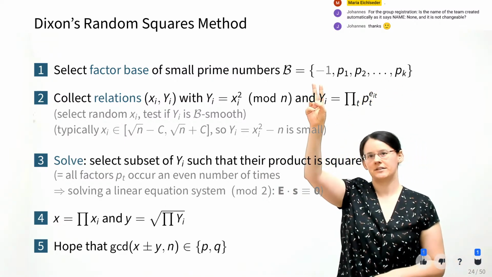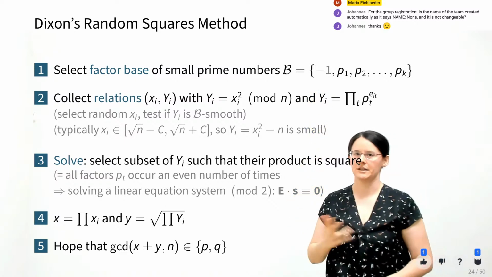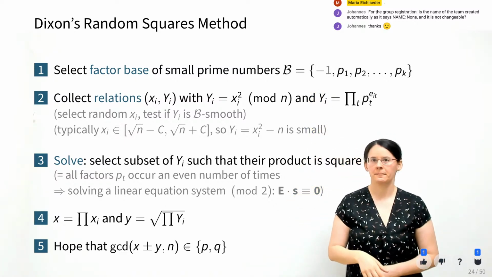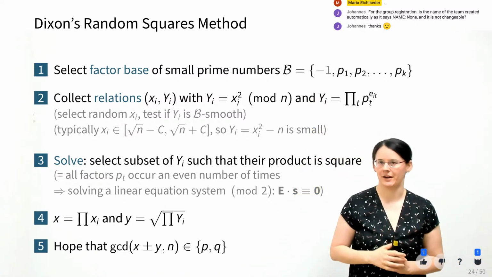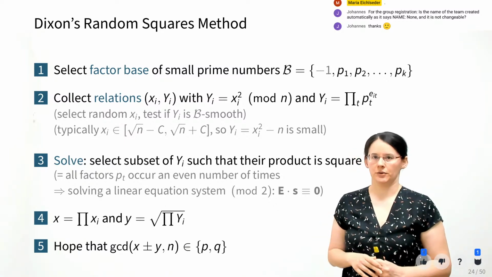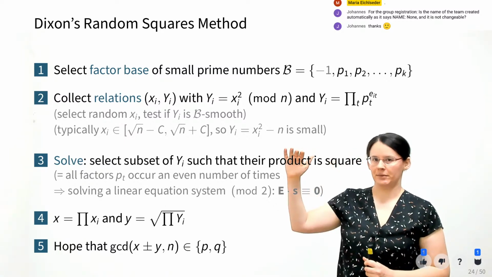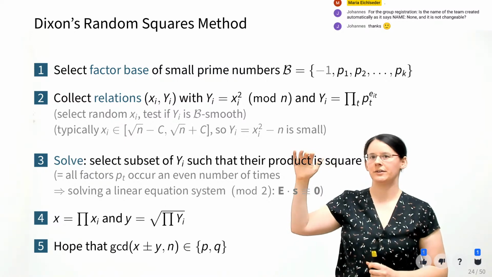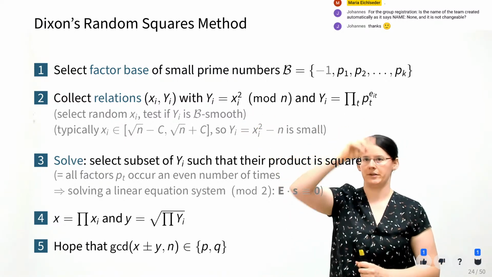And this is also the reason why we need the -1, because some of the numbers are going to be negative. We're going to treat -1 just like a prime number. So after this step, we've now collected many relations of this shape here.